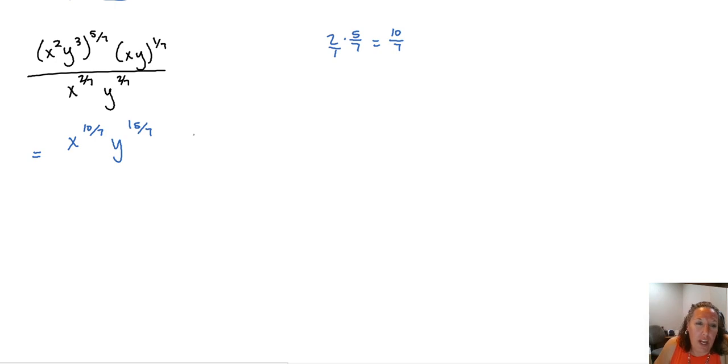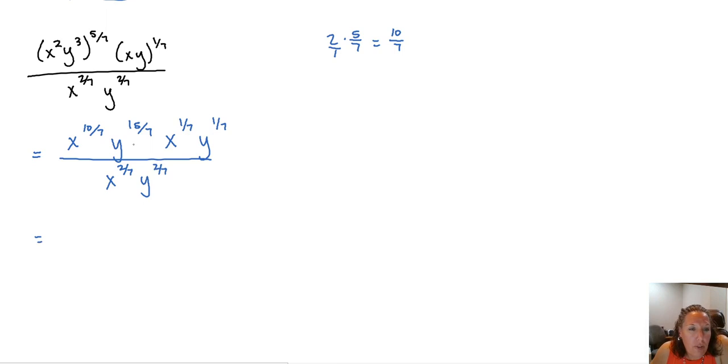And then xy raised to the 1/7, we can raise each of those pieces to the power, x to the 1/7, y to the 1/7. Don't forget about your denominator. So that's all over x to the 2/7 times y to the 2/7. And then now I'm going to simplify our numerator. If we have a power times a power, we're going to add those exponents. We've got a common denominator already of 7. And so x to the 10/7 times x to the 1/7 simplifies to x to the 11/7.